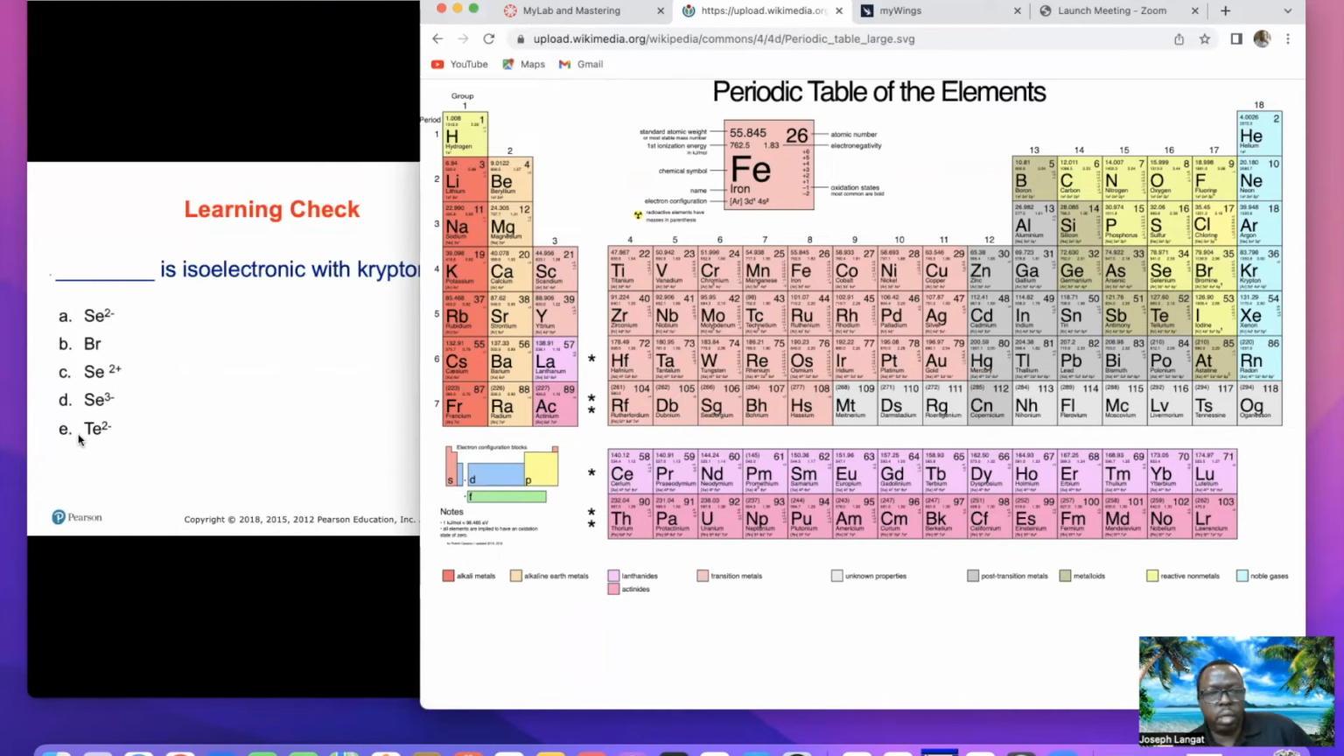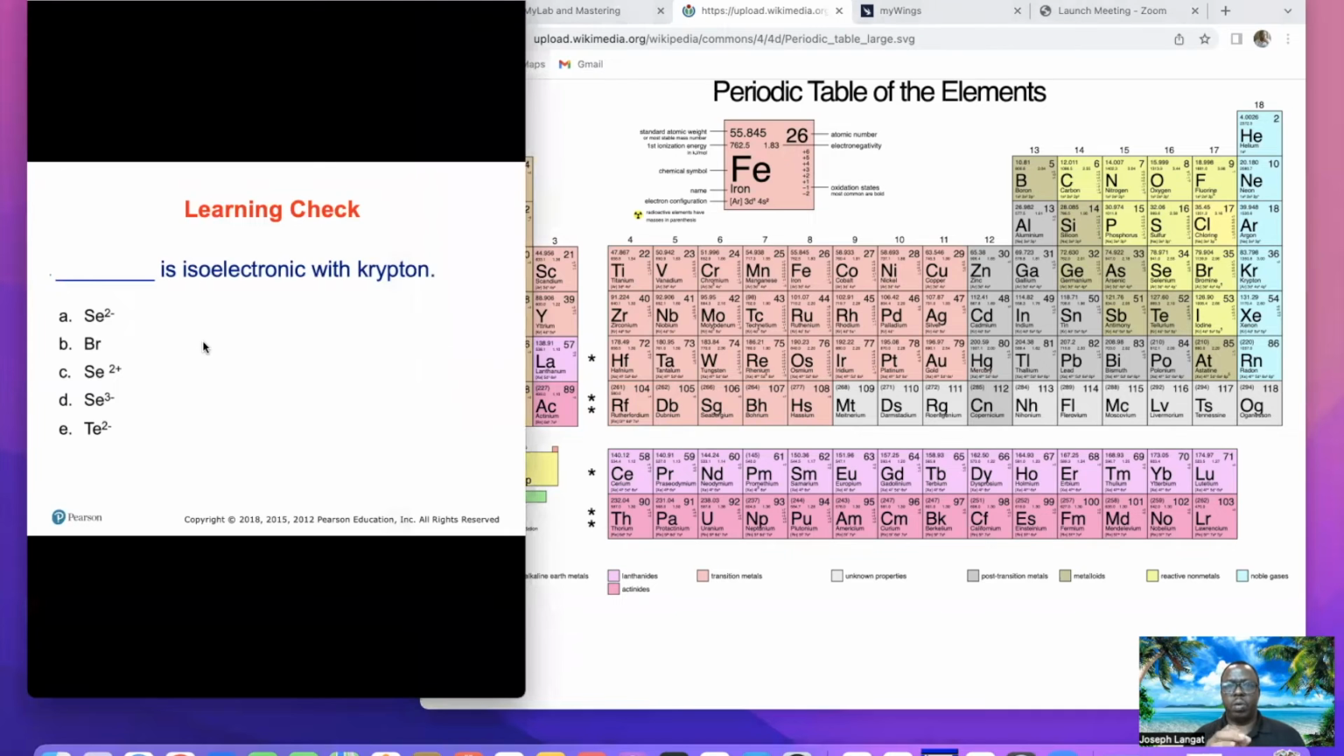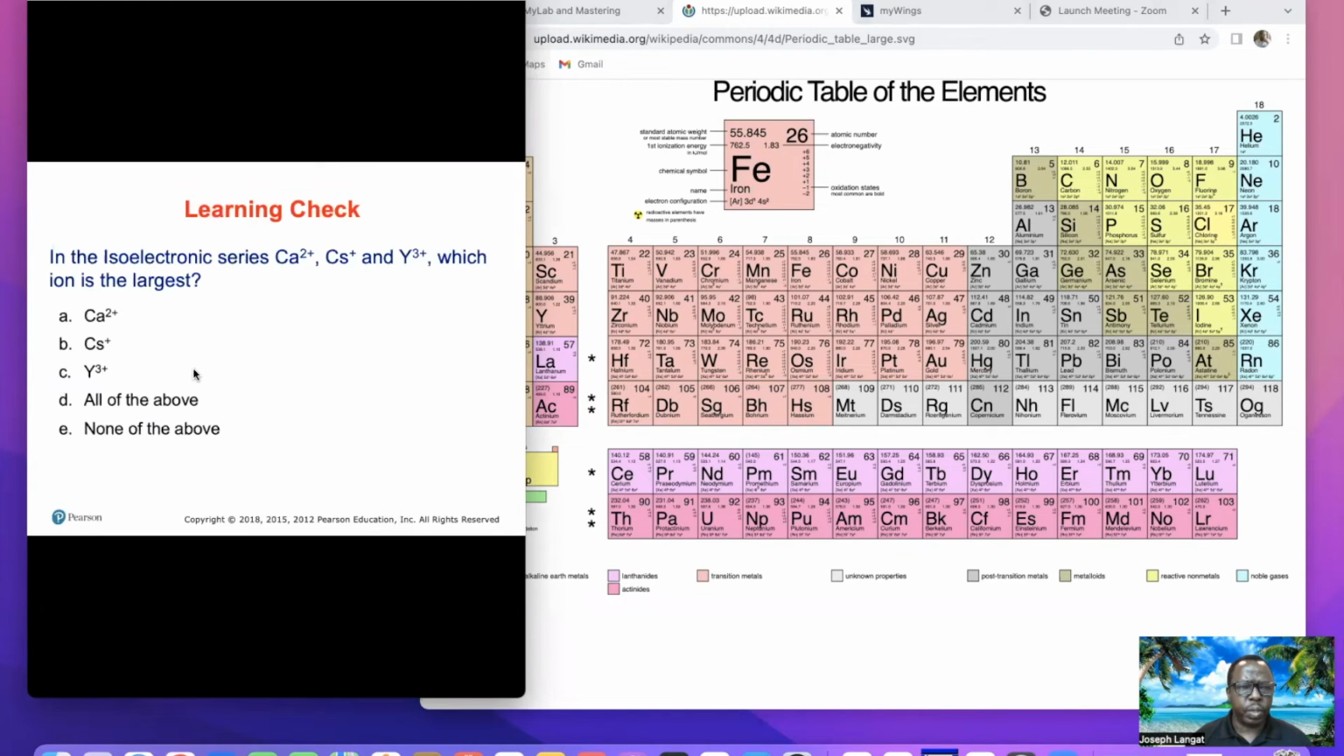So you have the concept: tellurium, which is right here, adding 2 electrons will be like xenon. This is isoelectronic with xenon, number 54. The key thing here is knowing the key term, isoelectronic. Isoelectronic means the same number of electrons.